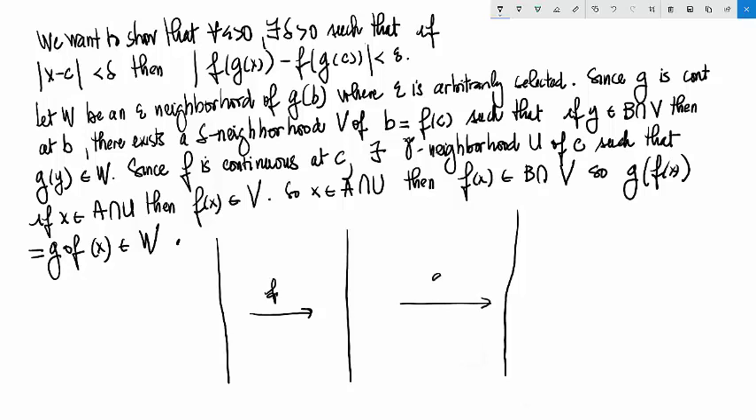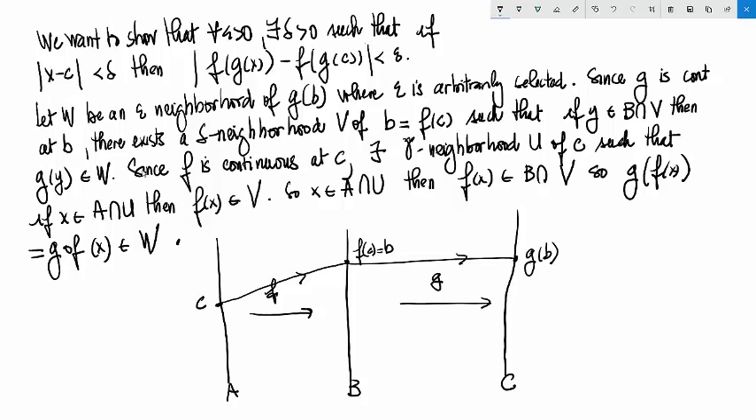This is f, and then g, and we have A here, and B, and then C, big C. Suppose c is an element here, and we map c to f of c, which we call b, and then g will map b to g of b.